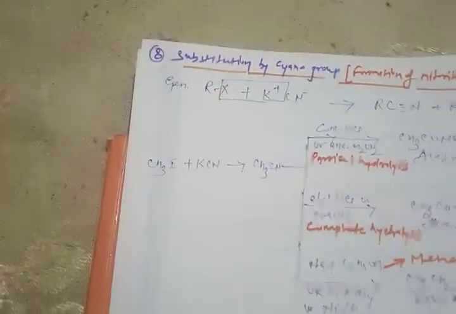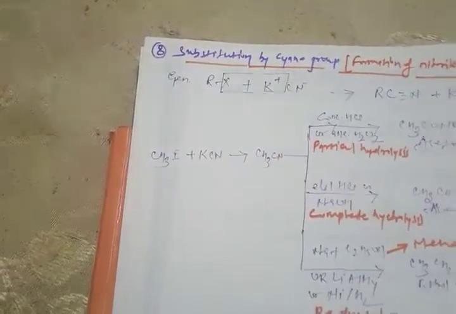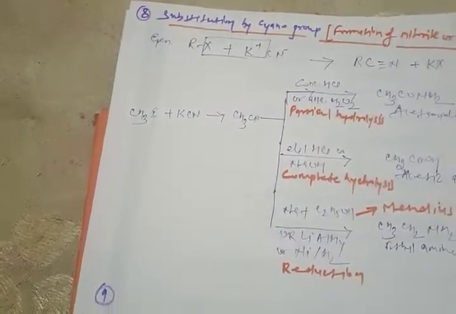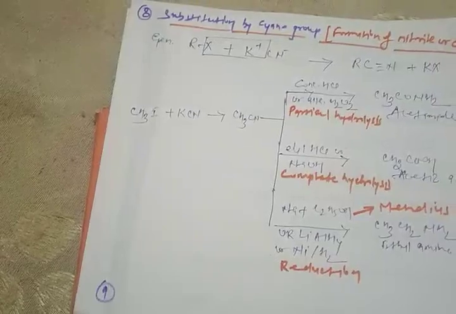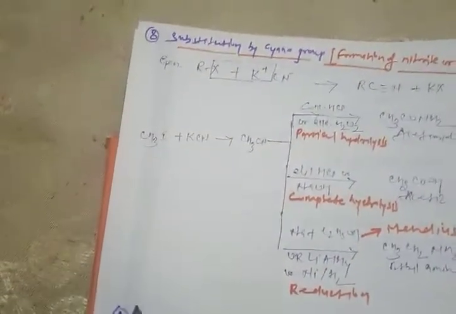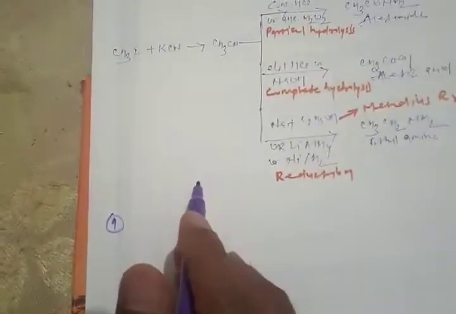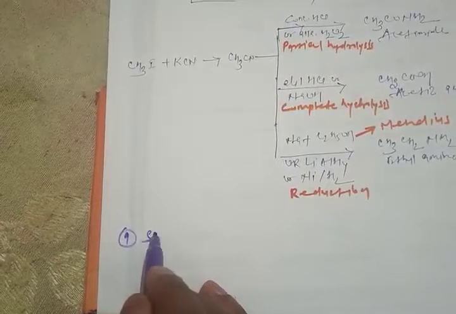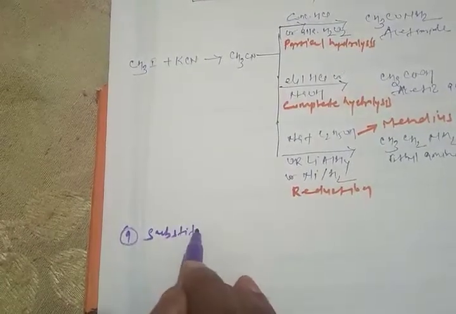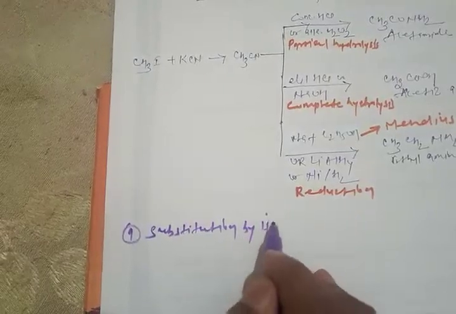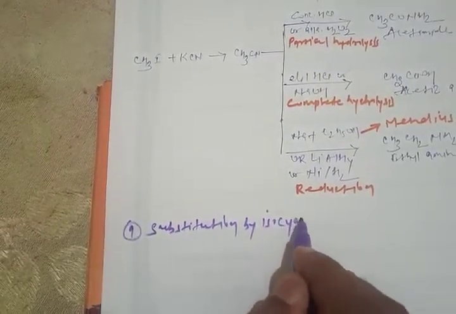Now moving ahead, the last reaction. Okay, because the video is getting longer, but I have to complete this. These are very small reactions, that is why I'm taking them in a single video only. So this is the last reaction, substitution by isocyanide group.